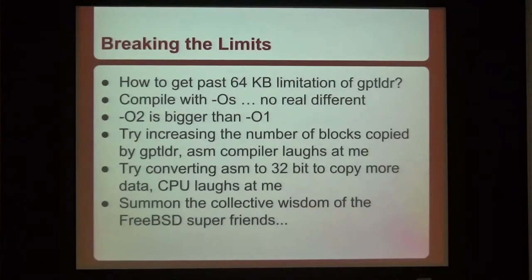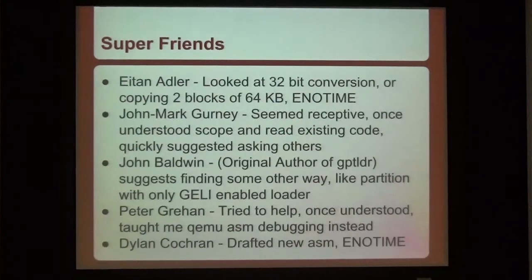So then I summoned the collective wisdom of the FreeBSD super friends. So I asked Aidan Adler, who is one of my documentation mentors, and he took a look at trying to do the conversion to 32-bit to copy more than 64 kilobyte at a time. And when that wasn't working, he looked at maybe making a copy 2 blocks of 64K. But in no time, everybody's busy and he didn't have much time to continue to work on that.